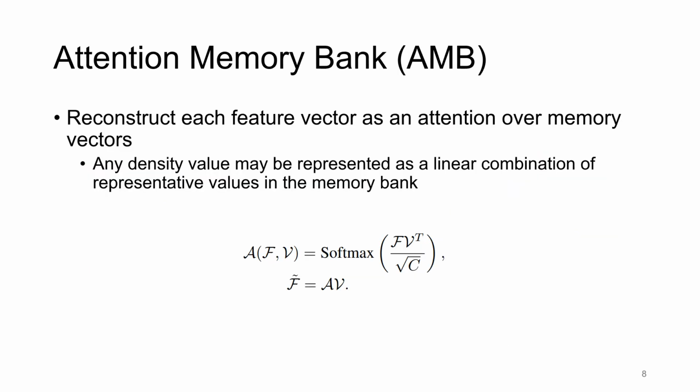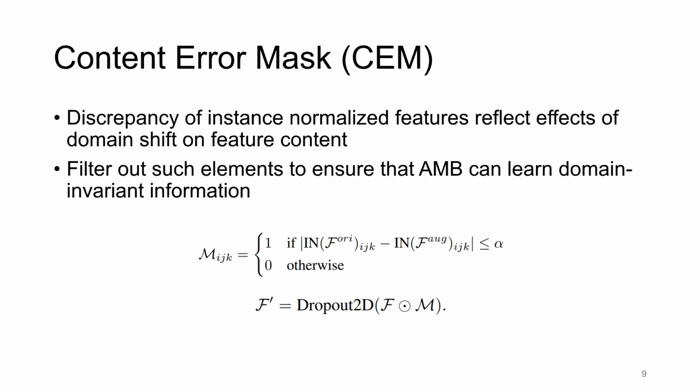So let's discuss each component one by one. First, we have AMB. AMB reconstructs each feature vector as an attention over memory vectors. So any density value can be represented as a linear combination of representative values in the memory bank. And the CEM is based on the assumption that the discrepancy of instance normalized feature reflects effects of domain shift on feature content. So we filter out such elements to ensure that AMB can learn domain-invariant information.